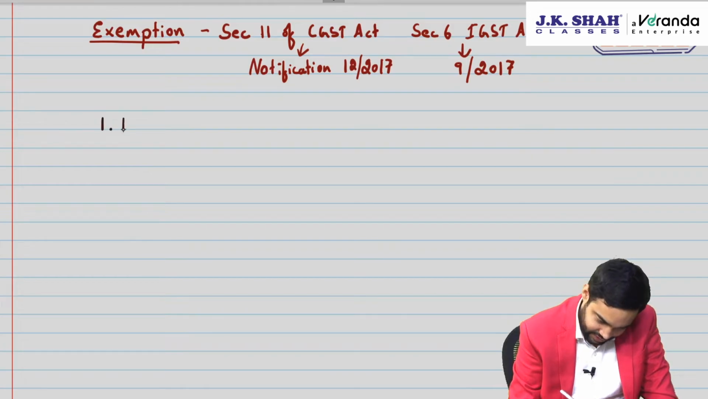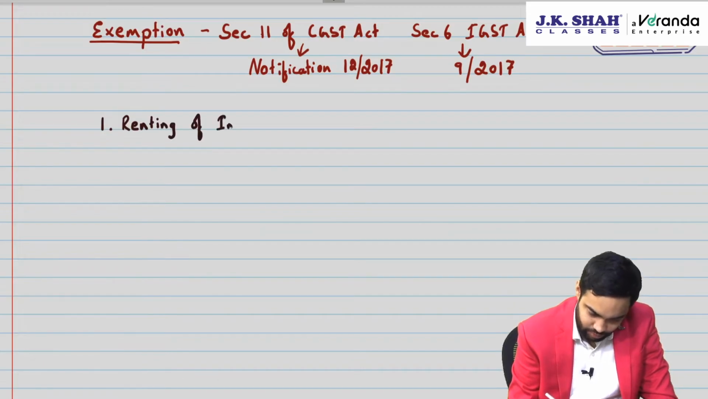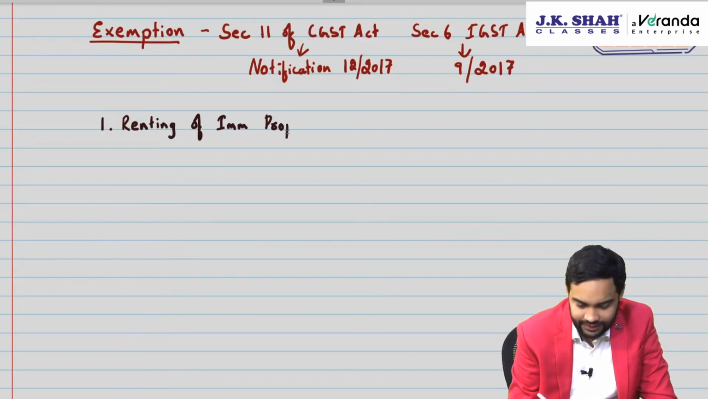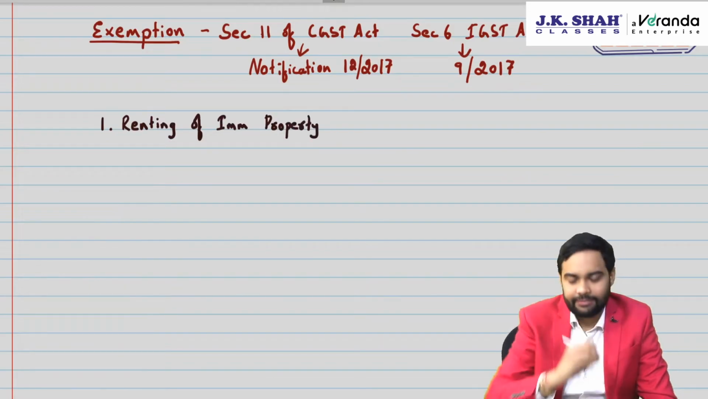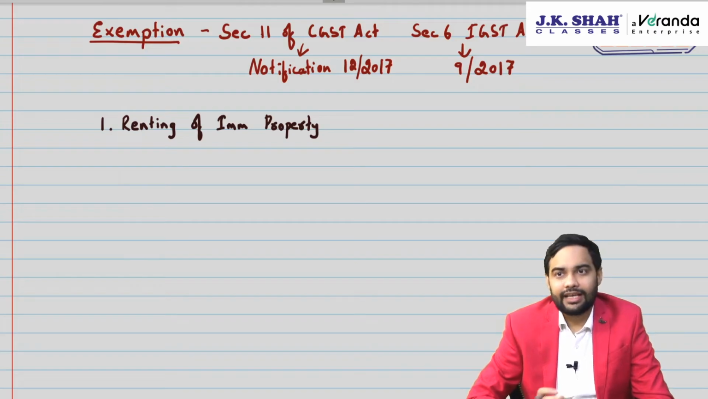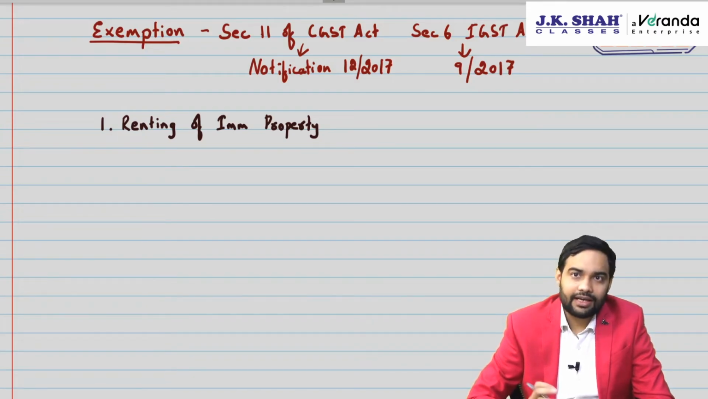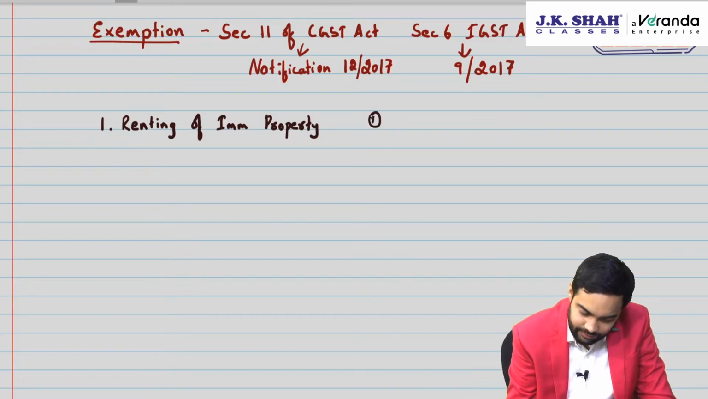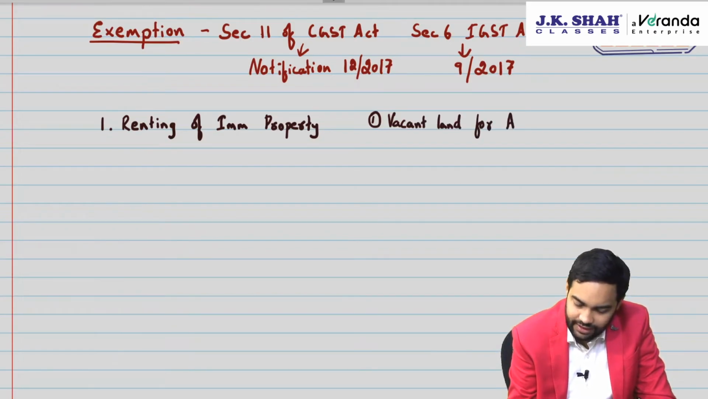The first sector which we are going to deal with is renting of immovable property. First, understand that renting of any immovable property enjoys a taxability status, because there is no exemption for any renting of immovable property, but renting of few immovable properties enjoy an exemption. Like, first one is vacant land given on rent for agriculture. If the vacant land is given for agriculture, then it enjoys an exemption.